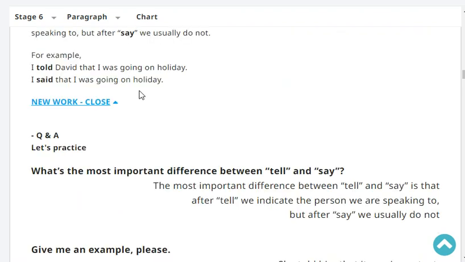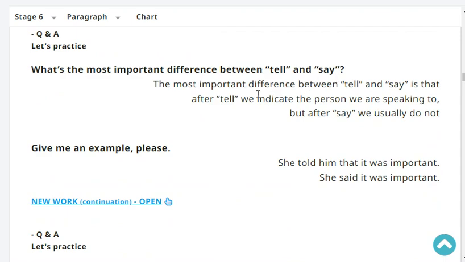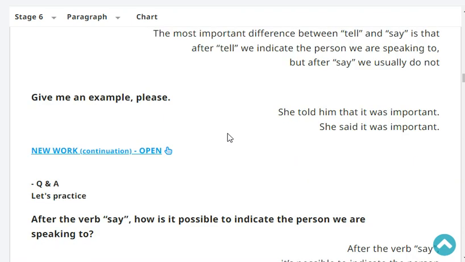What's the most important difference between tell and say? The most important difference between tell and say is that after tell, we indicate the person we are speaking to, but after say, we usually do not. Give me an example, please. She told him that it was important. She said it was important.